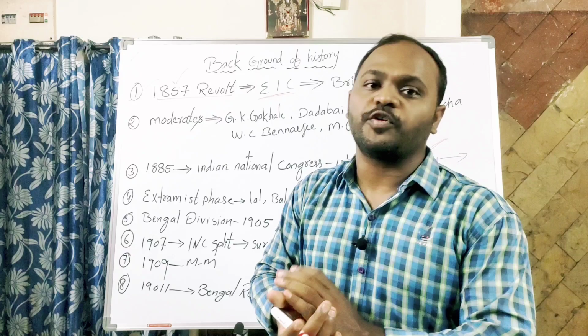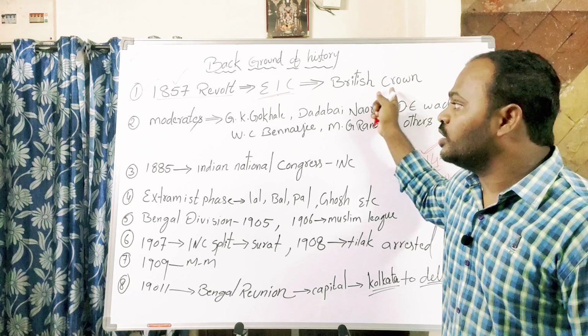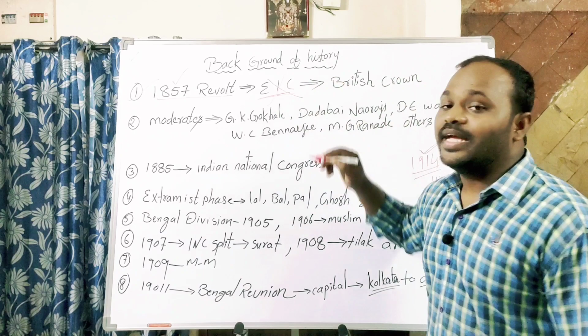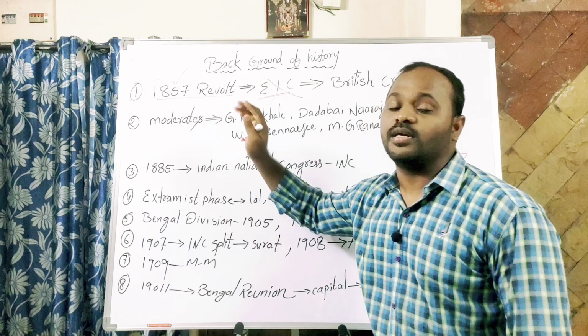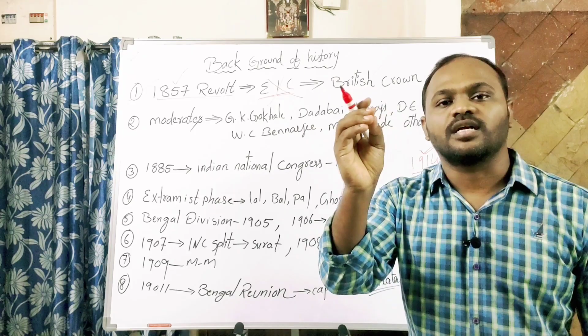So obviously, after the 1857 revolt, the British crown cancelled East India Company rule over India. Which means what? After the 1857 revolt, India was ruled directly by the British crown. So what is the simple point here?